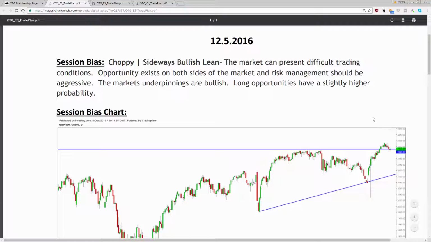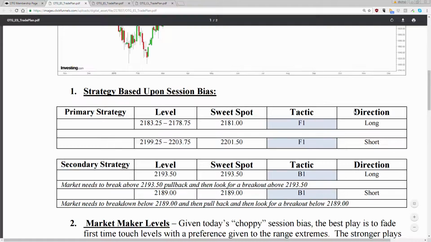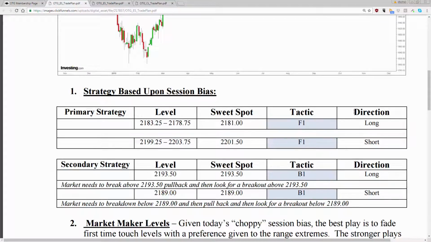So this is why we were talking about the fact that you did have some choppy conditions as we are testing back into this support area, but you still have this bullish overall lean to the marketplace, and we are now back into this trading zone. So choppy sideways conditions with the bullish lean, so looking for opportunities potentially to get long.